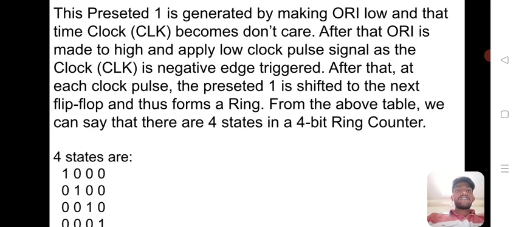The presetted one is generated by making PR low, and at that time the clock becomes don't care. After that PR is made high and we apply low clock pulse signals. As the clock is negative edge triggered, at each clock pulse the presetted one is shifted to the next flip-flop and thus forms a ring. From the above table we can say that there are 4 states in a 4-bit ring counter: 1000, 0100, 0010, 0001.